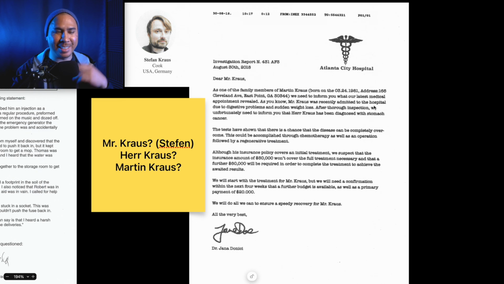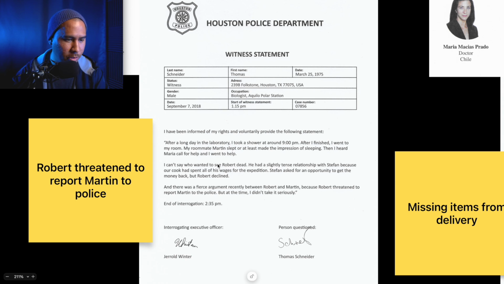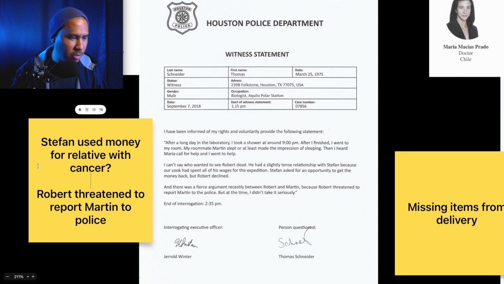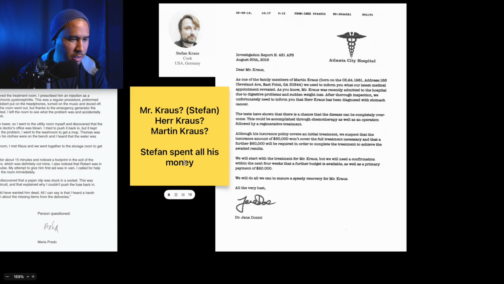Oh, it just clicked for me that he spent all his money or funds. Let me go back to that statement. So in Thomas's witness statement, he had a slightly tense relationship with Stefan because our cook had spent all of his wages for the expedition. Stefan asked for an opportunity to get the money back, but Robert declined. I'll just write a note here for, I don't know how they're related. I'm just going to write relative with cancer. I'm going to write a question mark because I'm not sure. That's my hunch. And this is wages. Spent all of his wages.